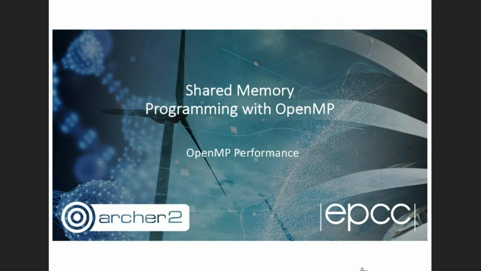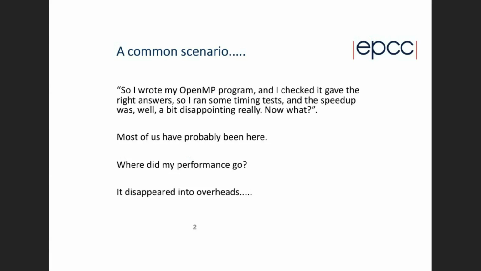Last lecture then is all about performance. So this might have happened to you, or it might be about to happen to you soon if you are new to OpenMP. I wrote my OpenMP program, and I checked it gave the right answers. That was great. So I ran some timing tests, and the speed up was, well, a bit disappointing. Now what? Where do I go from here?